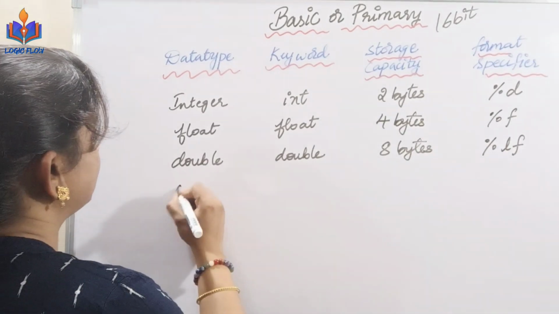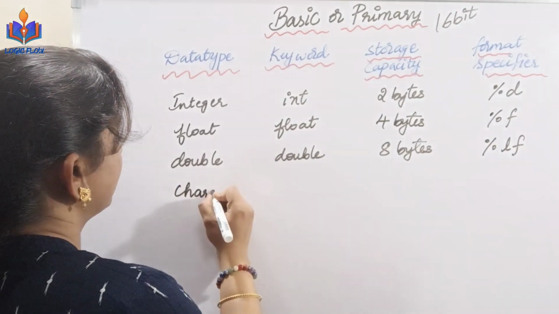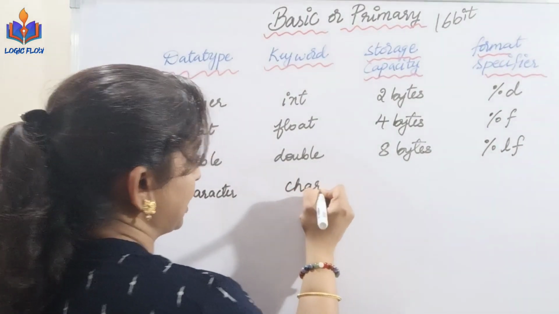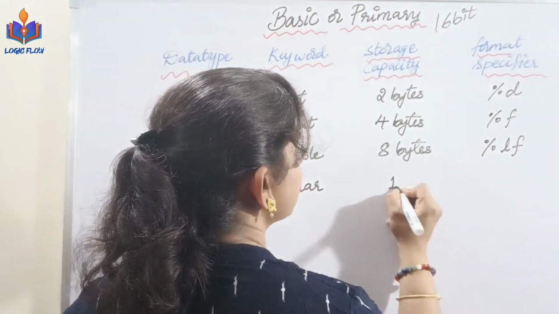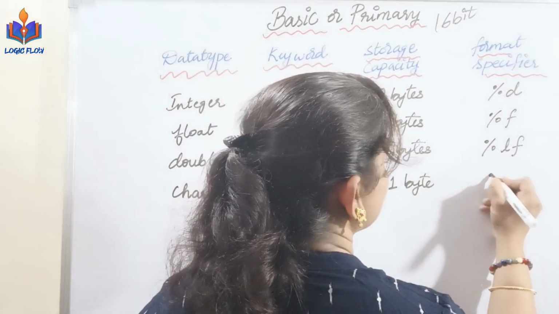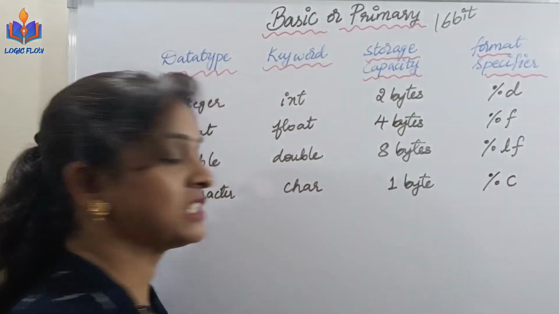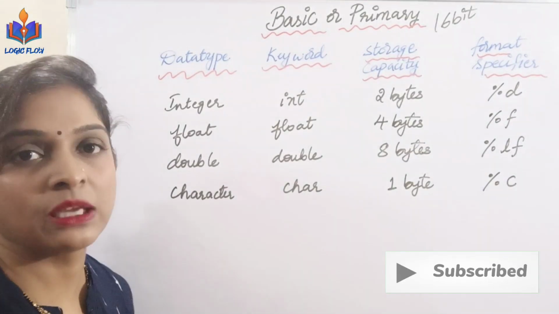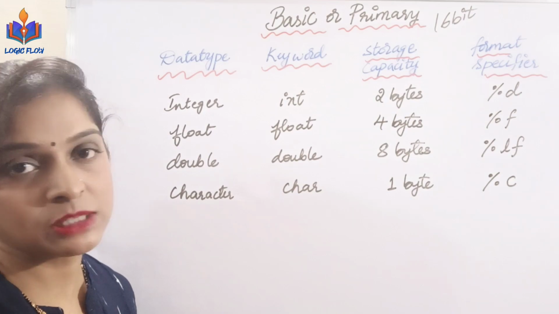Then we have the character data type. The keyword is just char. It is just 1 byte because it can store a single character. And the format specifier is %c. So that covers the keyword, storage capacity and format specifier.